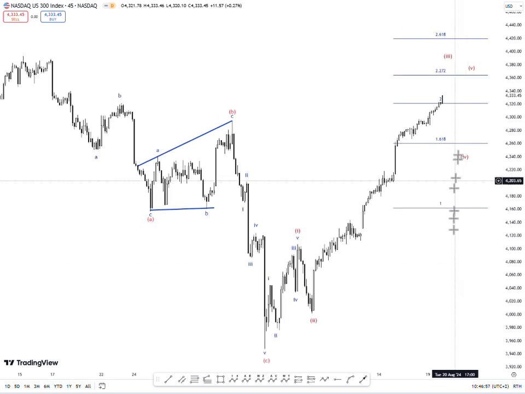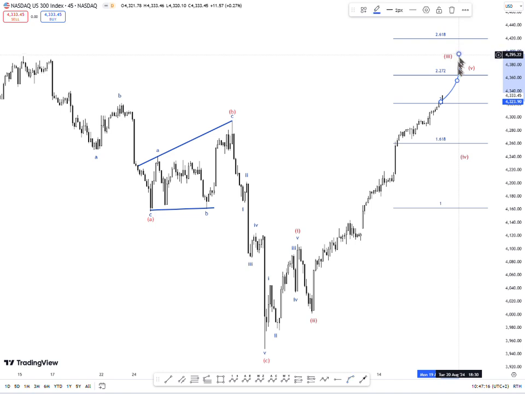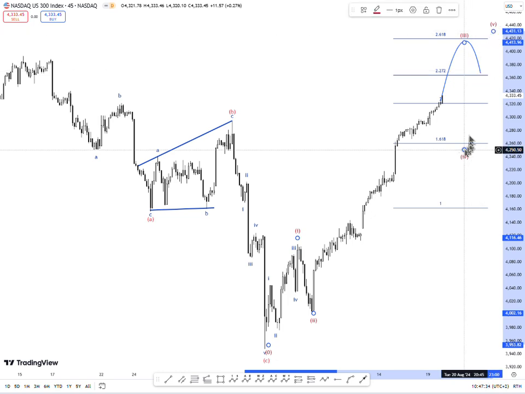Checking mainly at the common levels. 2% is a common level. 2.272, 2.618. We can target price that it may test. We don't know which of these levels. This level, it can again come and test this level before we actually see a retracement. Wave 3 might end here, before we see a retracement of wave 4.